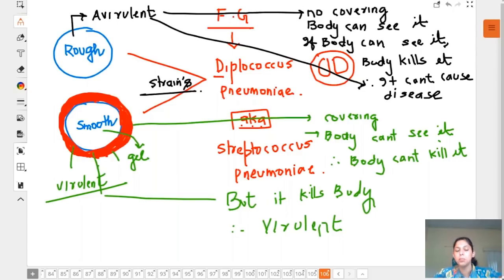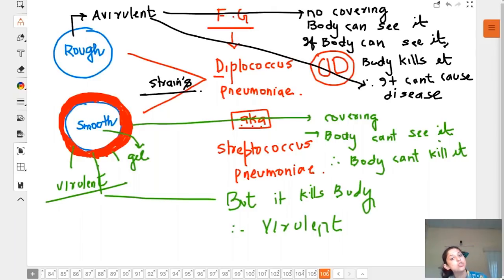If you ask anybody, most people cannot explain what is rough and what is smooth, what is the function of a capsule, what is virulent, what is avirulent. So what have we read till now? What is virulent? What is avirulent? What is rough? What is smooth? Which is the bacteria on which Frederick Griffith did the experiment? He did the experiment on Diplococcus pneumoniae or Streptococcus pneumoniae, a bacteria which causes lung disease, pneumonia.